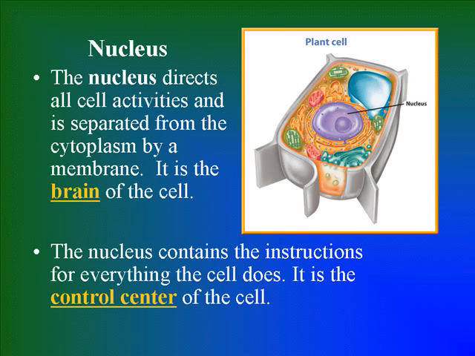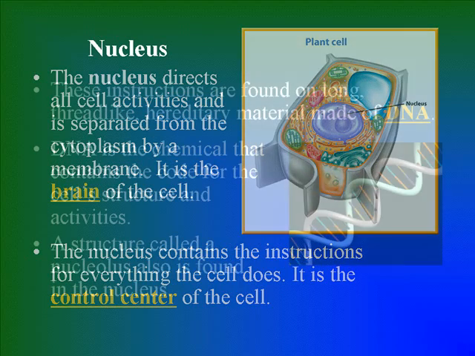It's the control center. It tells that cell what it's going to do, how it's going to do it, and how long. The nucleus contains the instructions for everything the cell does. So again, it is the control center. It provides that cell with everything it needs as far as what it's going to do, how it's going to replicate itself, how it's going to do this, do that, do whatever it needs to do.